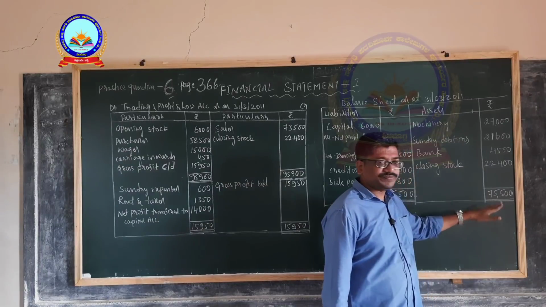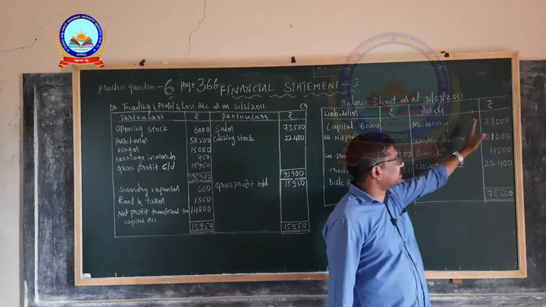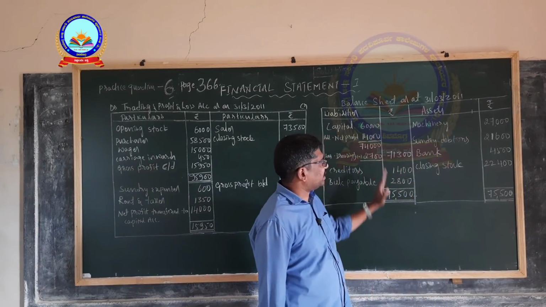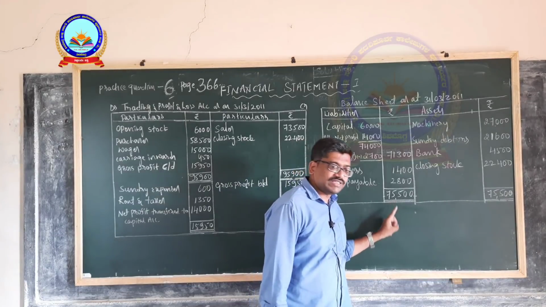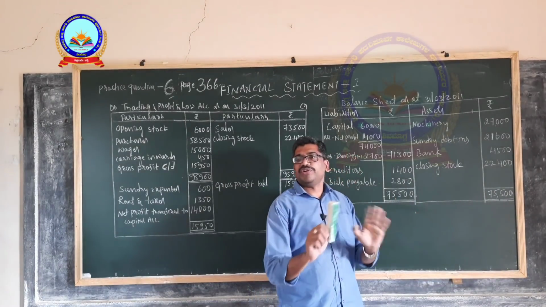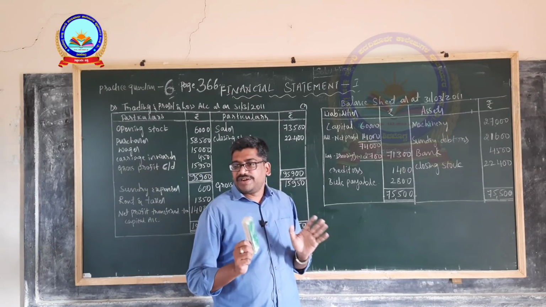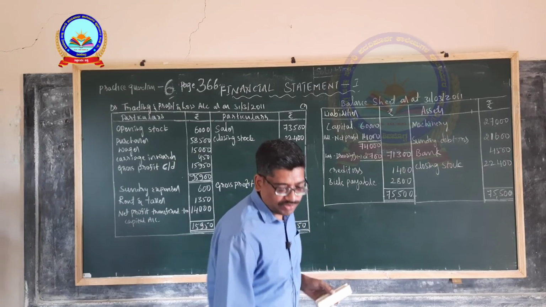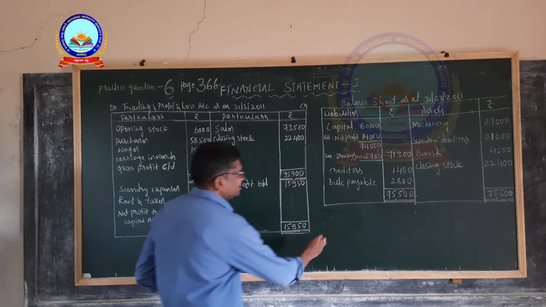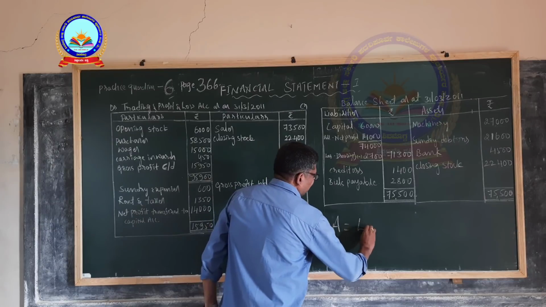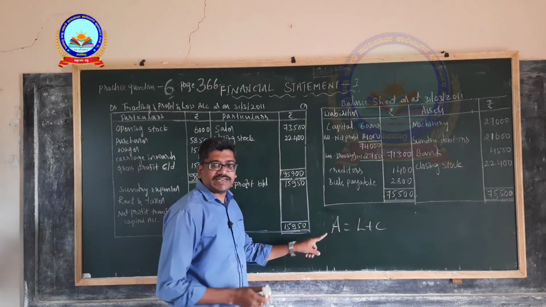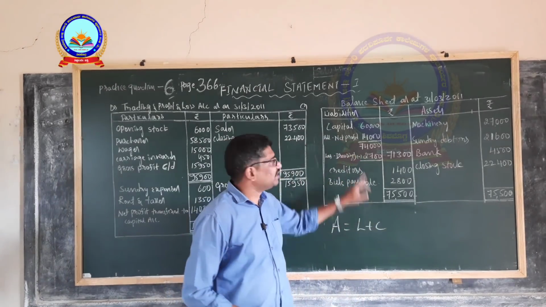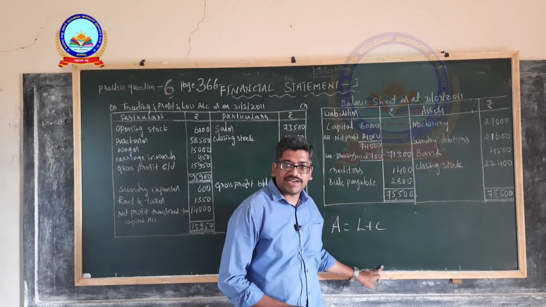Now you make the total of both the sides. The asset side total is equivalent to 75,500, and the liabilities and capital side total is also equivalent to 75,500. Now you can observe whether we have fulfilled the accounting equation. The accounting equation, as I said already, A is equal to L plus C. So A stands for the asset side of the balance sheet, and L plus C stands for the liabilities and capital side of the balance sheet.